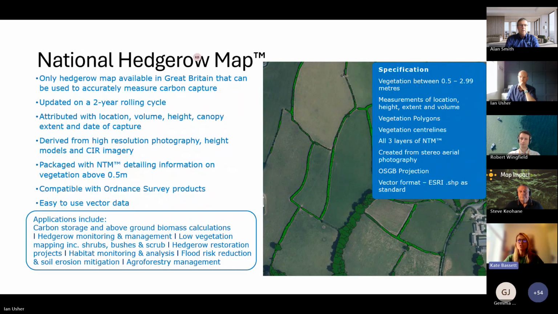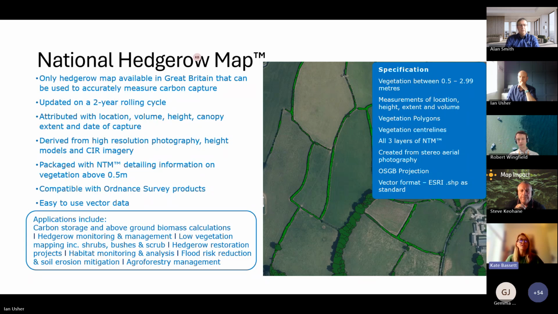Early last year, we launched the National Hedgerow Map, or NHM for short, and it's the only hedgerow map available that can accurately measure the volume of a hedge and therefore the carbon captured. Historically, hedgerow maps have not offered volumetric measurement, but the polygons within the NHM enable this, in addition to providing length and height attributes.